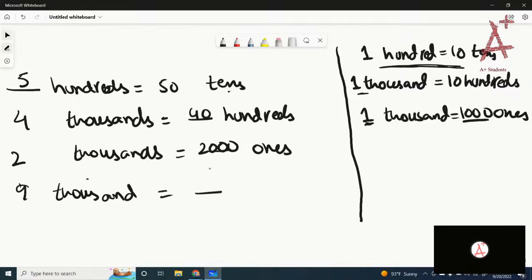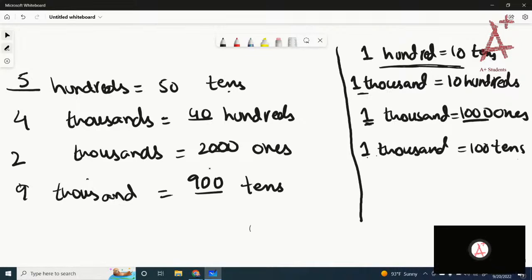9,000 equal how many tens? In 1,000 you have 100 tens. So in 9,000 you have 900 tens. Got it? Select the correct option and click on the OK button.